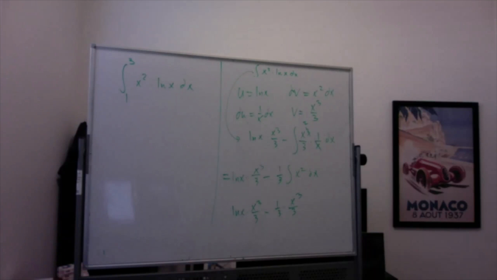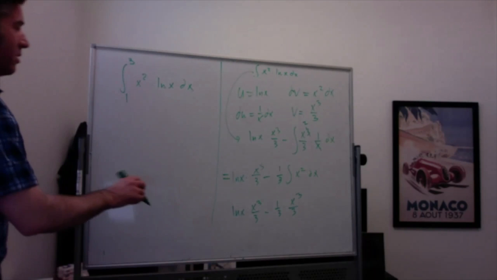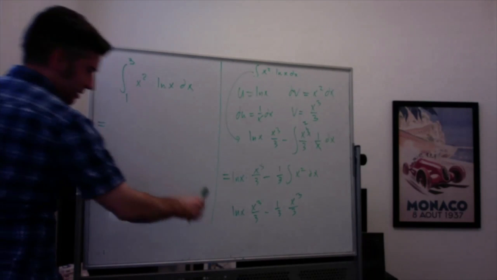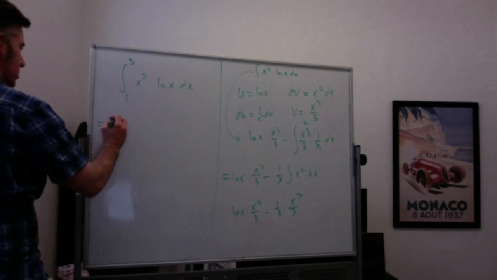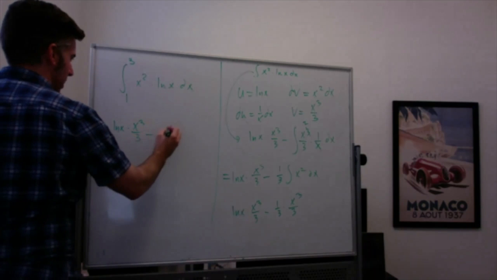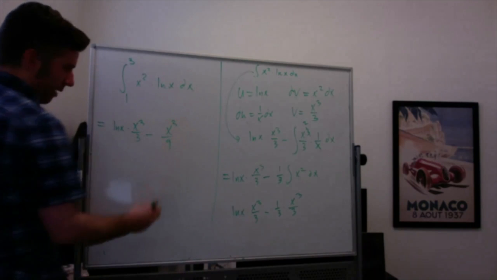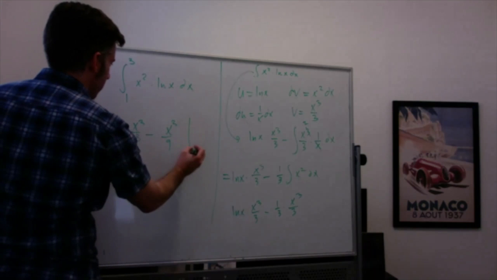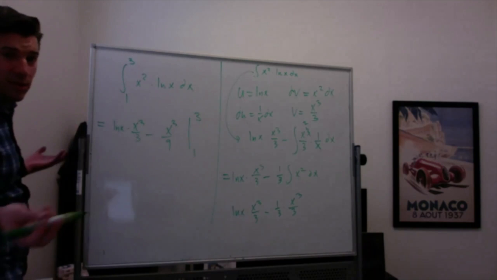So, oh, there it is. I found it. It didn't disappear. Now we're going to write this as the integral, which is natural log of x times x cubed over 3 minus x cubed over 9, right? 3 times 3 is 9, from 1 to 3. And then just plug in.